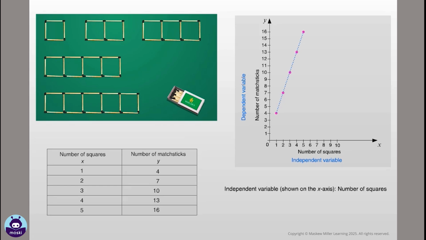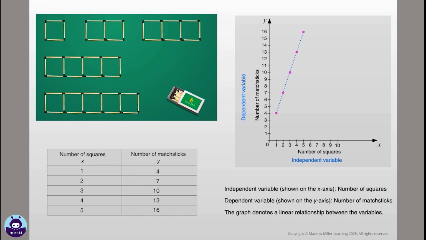The independent variable is the number of squares, since it is varied by us. The dependent variable is the number of matchsticks, as it is the variable that we are interested in finding. We can see that the graph is a straight line. The graph denotes a linear relationship between the variables.